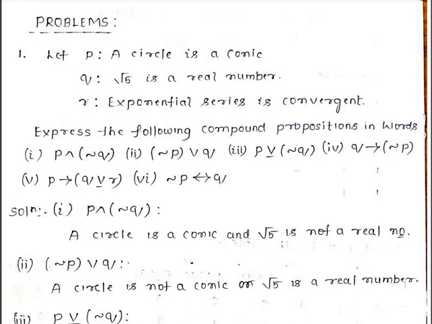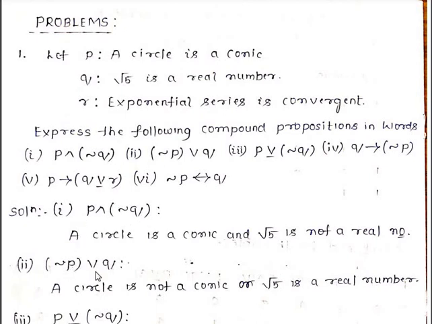Q is square root of 5 is a real number. Since here it is a negation of Q, you have to say square root of 5 is not a real number. This statement is equivalent to P conjunction negation Q. Next problem.